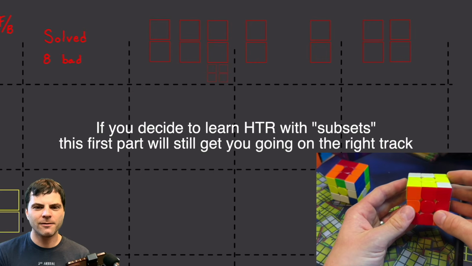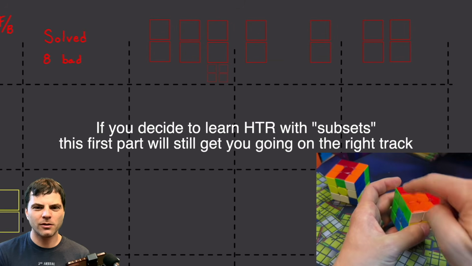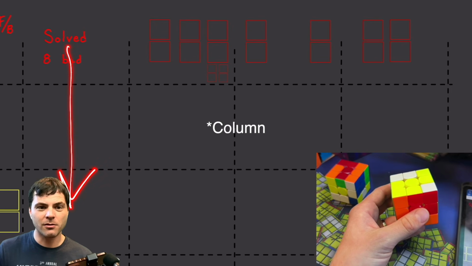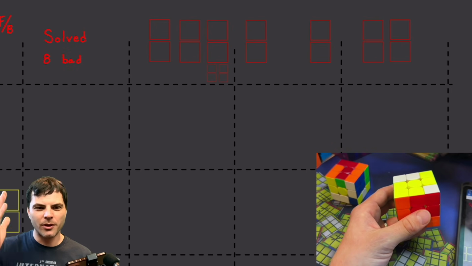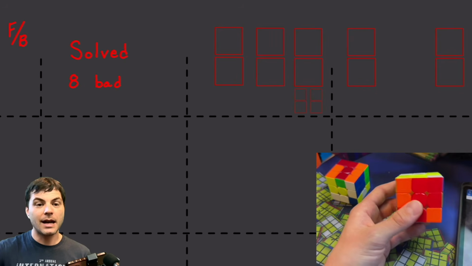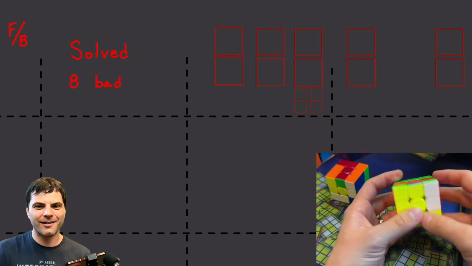If you have no misoriented corners, you're going to be in this first row. So this is going to be a spreadsheet. This is going to be a map. We're going to see where we can go and where we can't go. Now, this also could be where you have 1, 2, 3, 4, 5, 6, 7, 8.